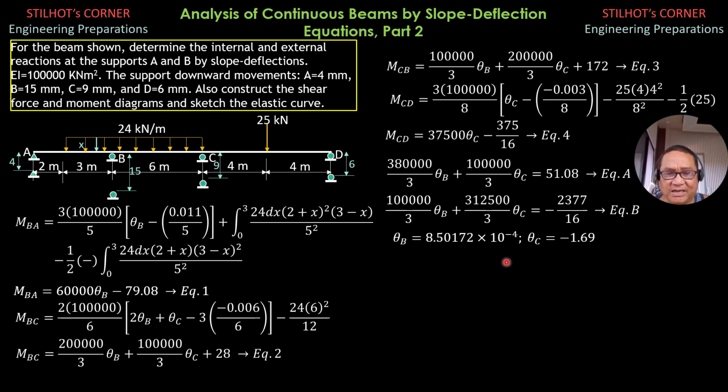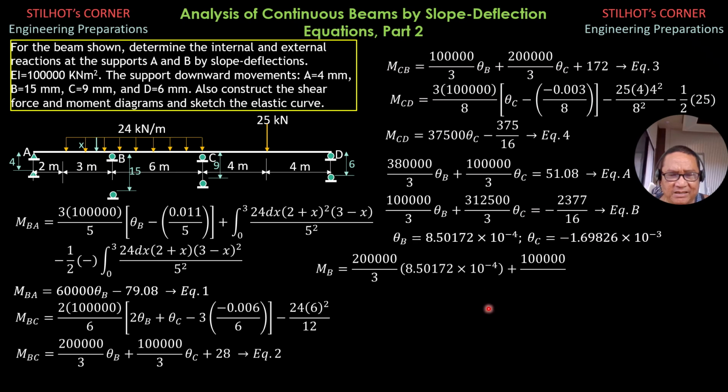Solving equations A and B simultaneously, we obtained theta B 8.50172 times 10 to the negative 4, and theta C is negative 1.69826 times 10 to the negative 3 radians. Then substitute to solve for MB. MB is MBC. Substitute here. So MB is 200,000 over 3 times 8.50172 times 10 to the negative 4 plus 100,000 over 3 times negative 1.69826 times 10 to the negative 3 plus 28. So MB is 28.069 kilonewton meter.